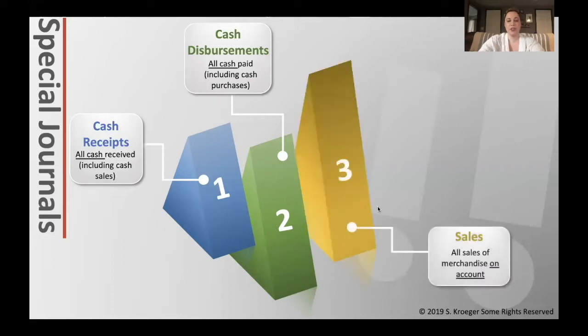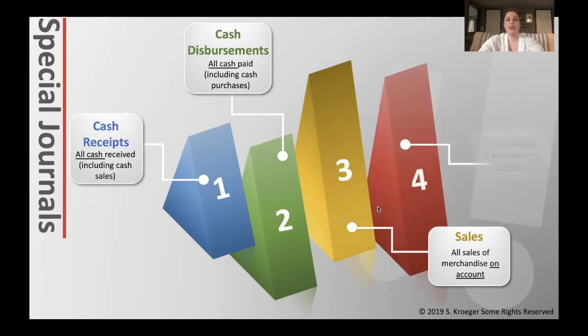The third journal we have is the sales journal. This is non-cash. So the next two we're going to talk about are non-cash because the first and second one are the cash ones. So these are sales on account. Sales of merchandise on account. Like I said, if we make a sale and it's cash, it's going to go into the cash receipts one. So this is a sale on account.